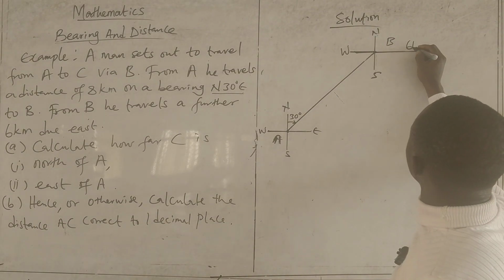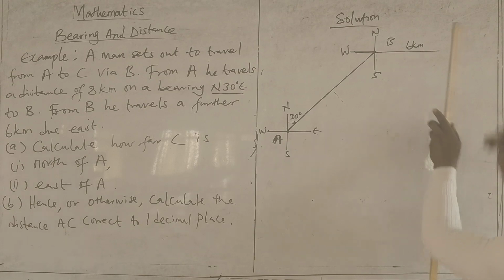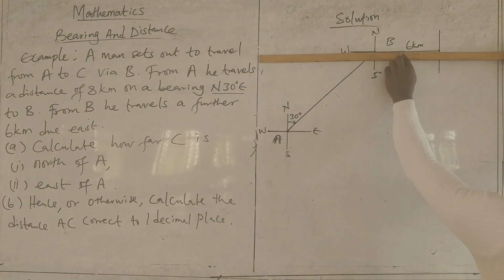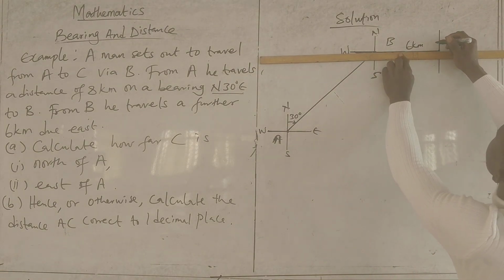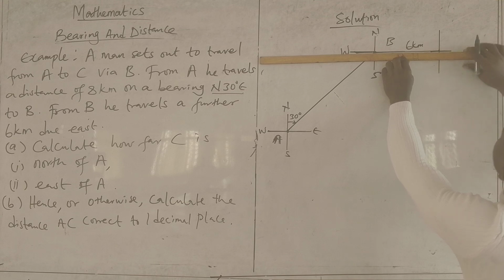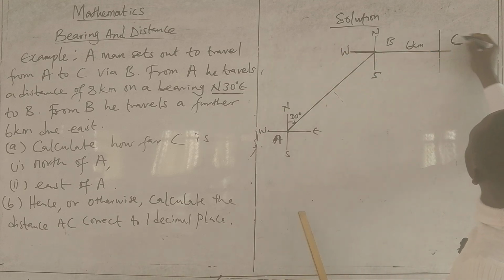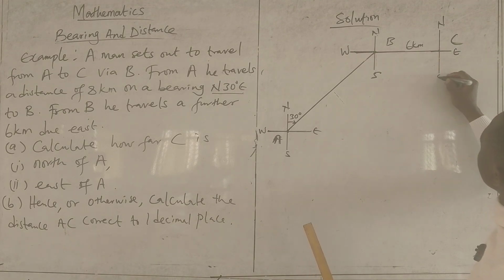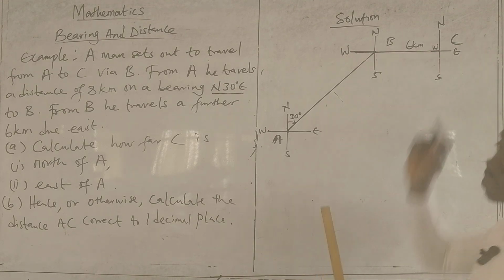6 kilometers. So this is point C. So this is where the man is now. So on this line east of B, I will locate point C. Okay. So here is C. So on C again, you can see I'm drawing cardinal points. Here is north. Here is what? East. Here is what? South. And here is what? West of C. Alright?